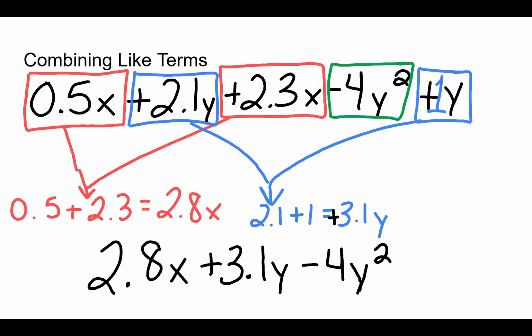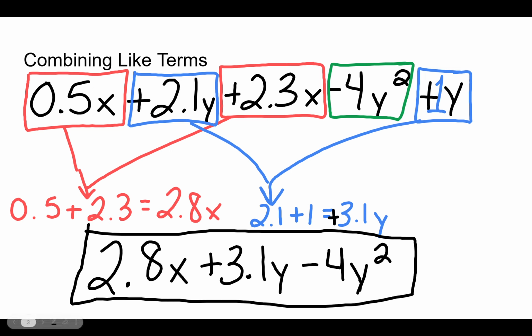So I could write plus negative 4y squared here, but it's the same thing as minus. When you type in your calculator plus a negative number, it's going to do the same thing as if you were subtracting. Okay, so plus negative is equal to subtraction. So this is our final expression: 2.8x plus 3.1y minus 4y squared. That is our simplified expression.